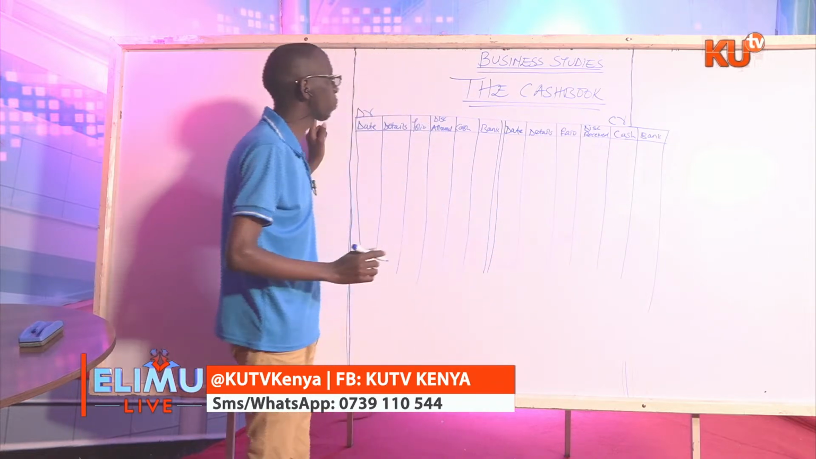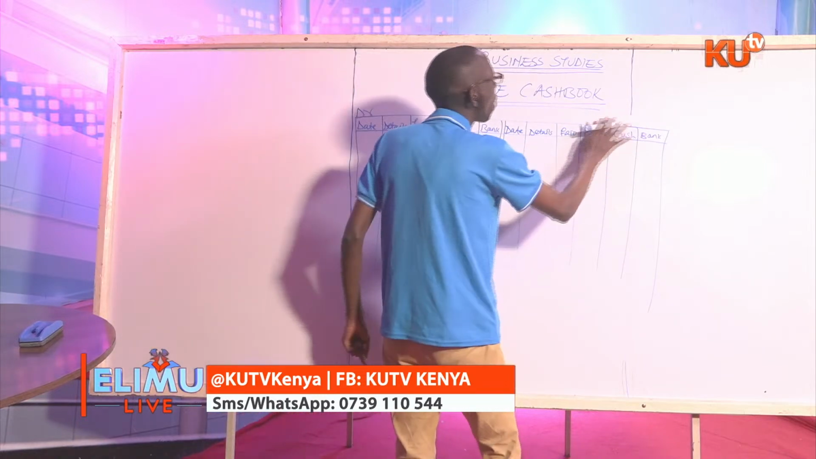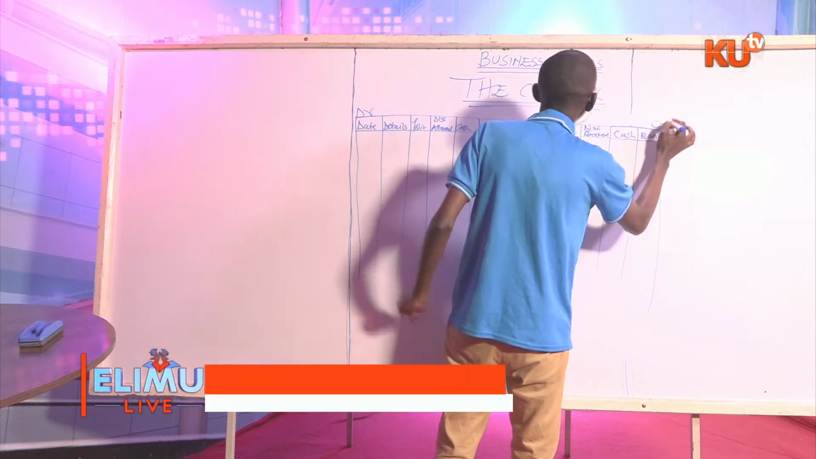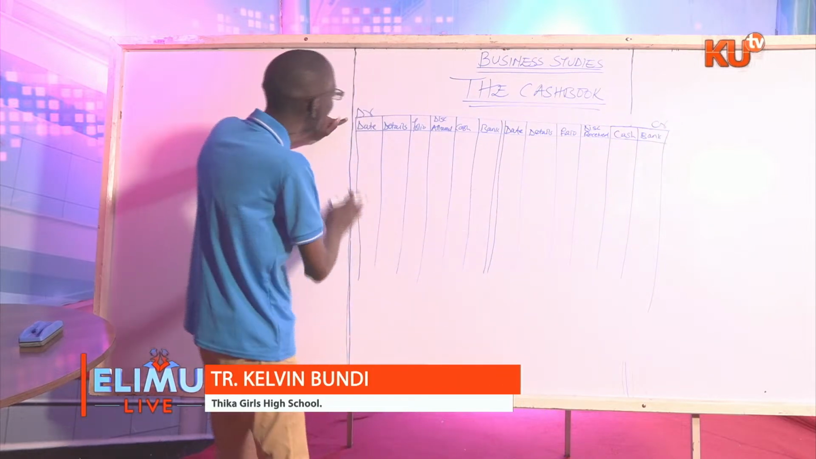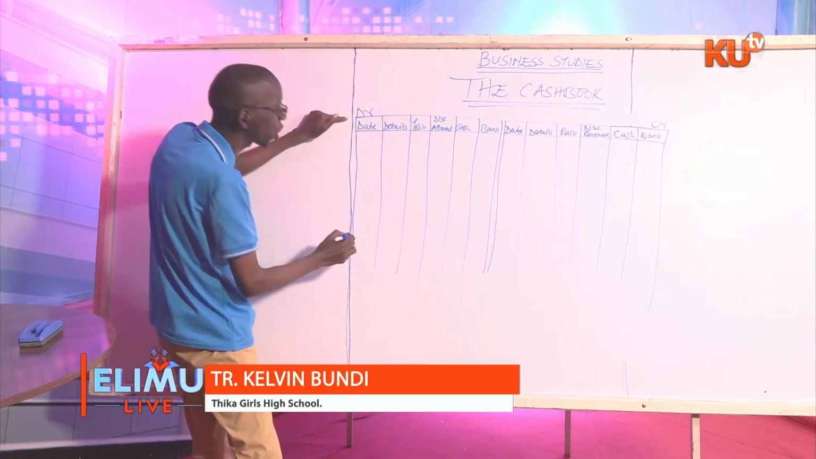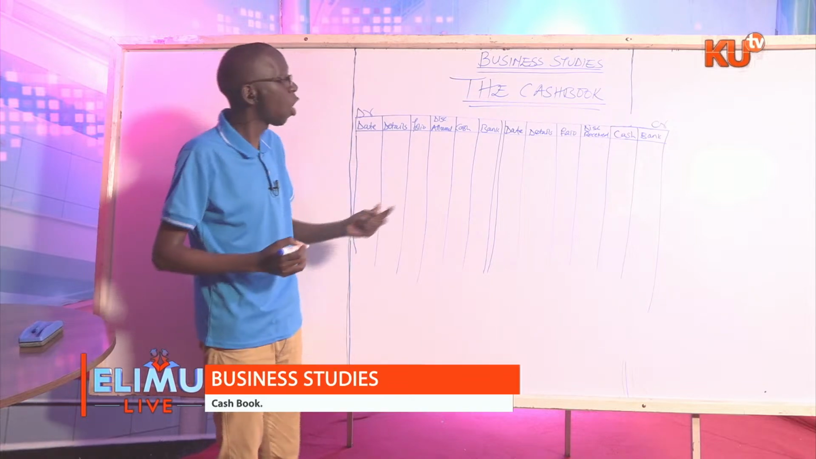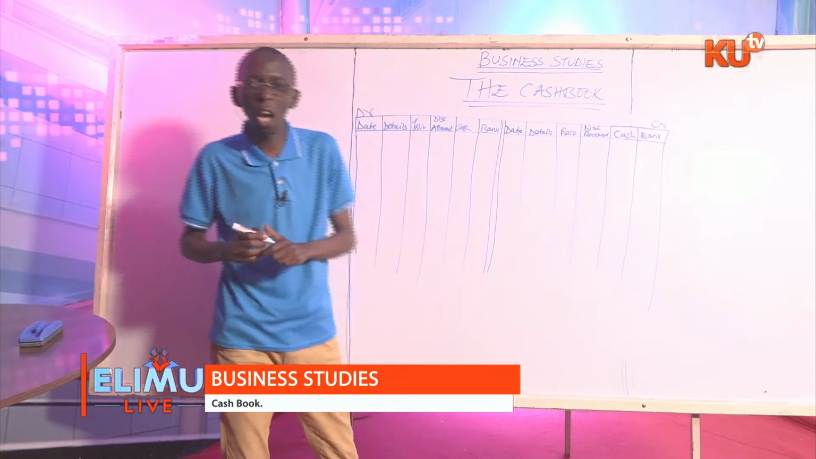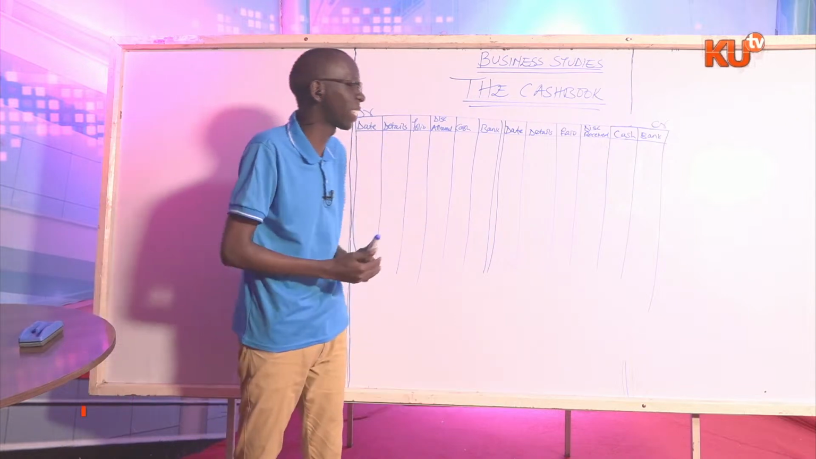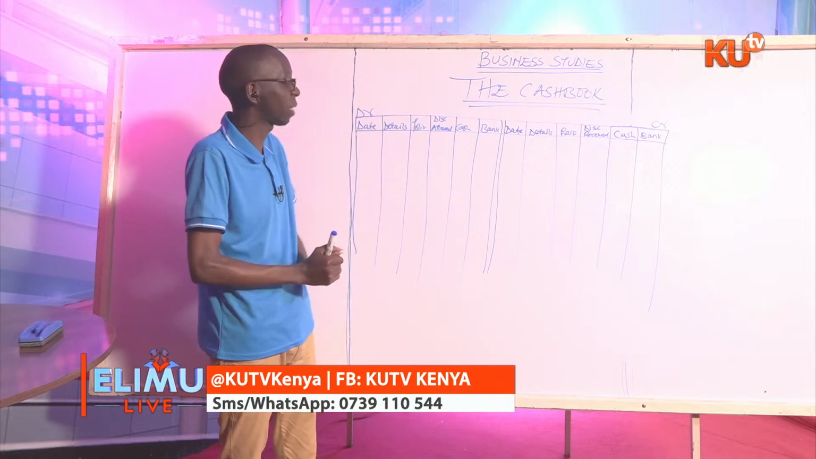On the debit side, we record transactions increasing the amount of money in bank or cash. So on the debit side, we record any transaction that will lead to an increase in cash or an increase in bank amount. On the credit side, we record the transactions that will involve a decrease in the amount in cash and the amount in bank.